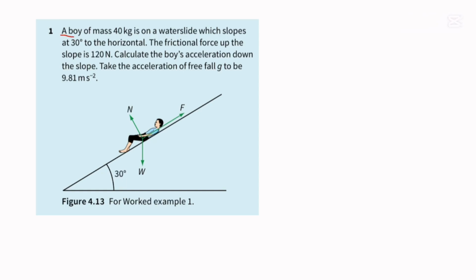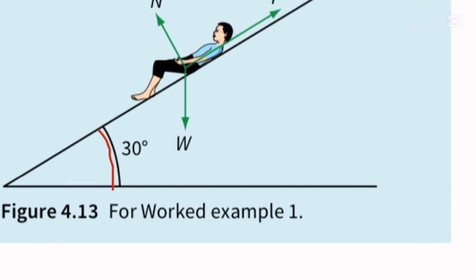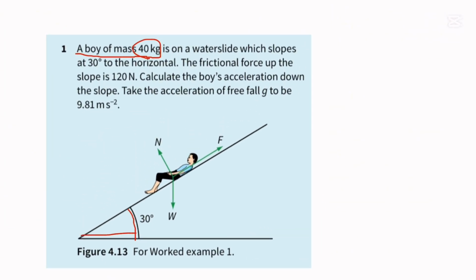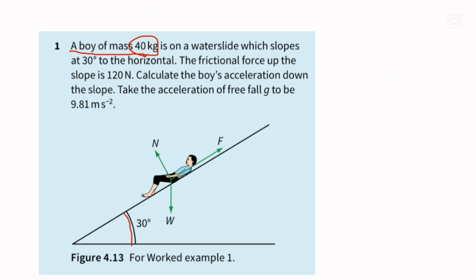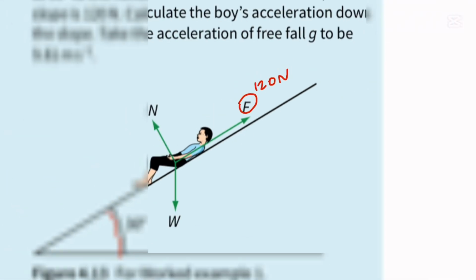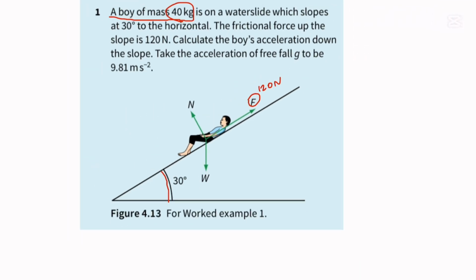A boy of mass 40 kilograms is on a water slide. This is a water slide, okay? Which slopes at a 30-degree angle to the horizontal. The friction force up the slope is 120 newtons. So this F is 120 newtons. Then calculate the boy's acceleration down the slope, and take the acceleration of free fall g to be 9.81.